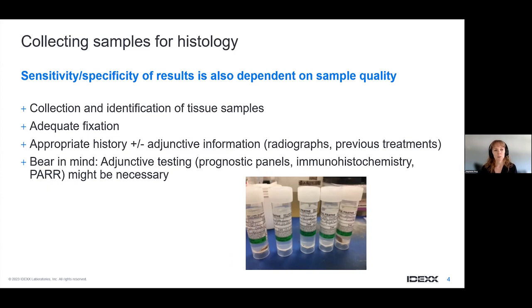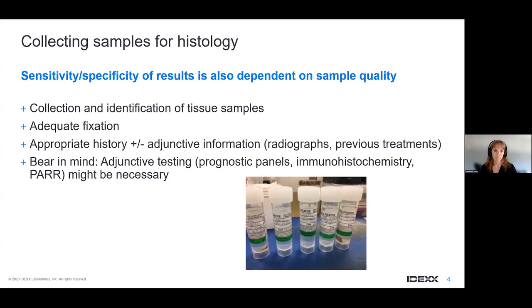One of the things that is really important is to clearly identify the tissue samples that you are submitting, to allow for adequate fixation, and to give us all the appropriate history and possibly the adjunctive information that you might have, thinking about previous treatment, response to treatment, radiographs, etc. Also, something to bear in mind, if we have time we might quickly go through that, is to set the client's expectations right. There is a possibility that we will need additional tests and that the report is not going to end with our histology result.